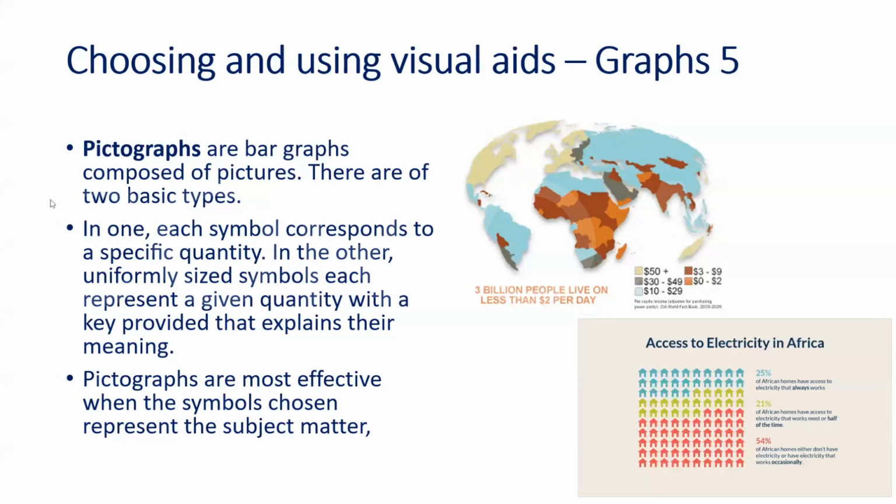Pictograms are very, very powerful. They are more effective when the symbols chosen represent the subject matter. For example, if you look at the one on access to electricity, the symbol is houses, because it's houses that are the homes that have access to electricity.